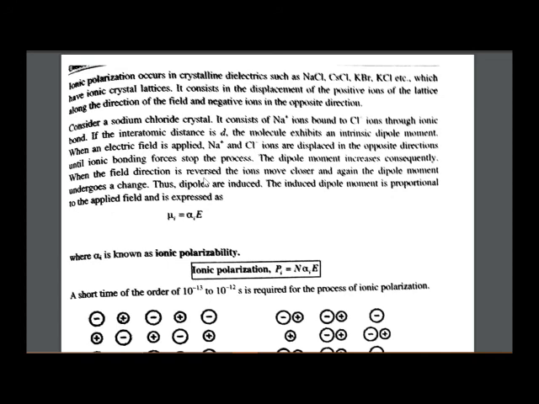Consider a sodium chloride crystal. It consists of sodium ions, Na plus ions, bound by Cl minus ions. Na plus, Cl minus.